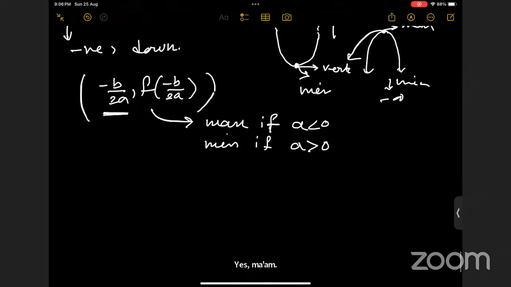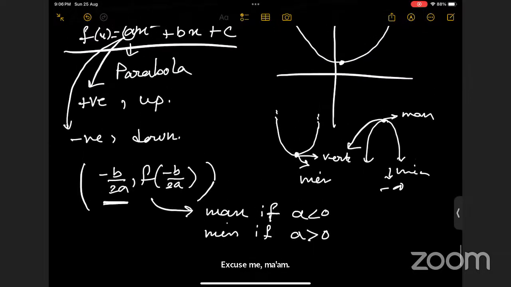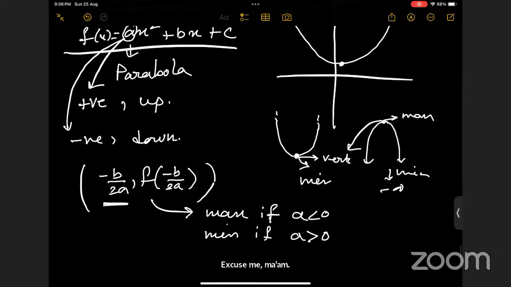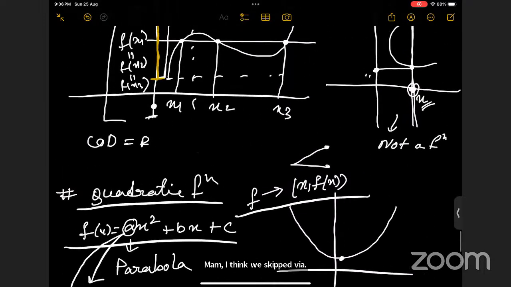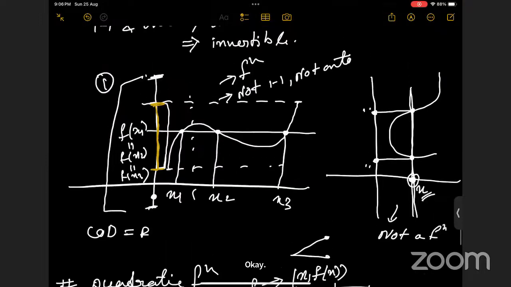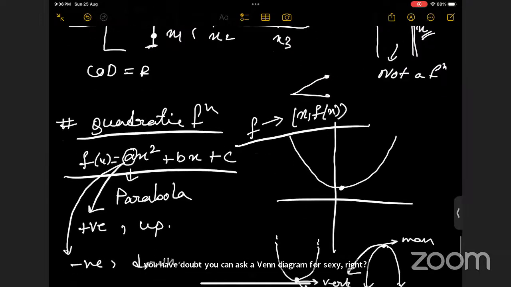Excuse me, ma'am, I think we skipped the Venn diagram. Okay, if you have a doubt, you can ask about the Venn diagram for set theory, right? Yes, ma'am. Okay, I will cover it. No problem.